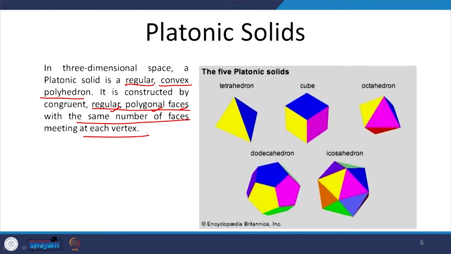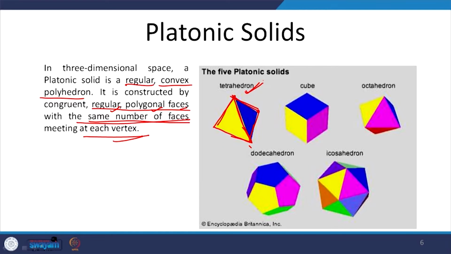Now, 5 solids qualify to be called platonic solids. The first one is the tetrahedron. What is a tetrahedron? It has 4 equilateral triangular faces. So, it has 4 faces, each being an equilateral triangle. As you read, it has the same number of faces meeting at each vertex. So, at this vertex, what do we have? We will have 3 triangular faces. At this vertex also we will have 3 triangular faces, and likewise.